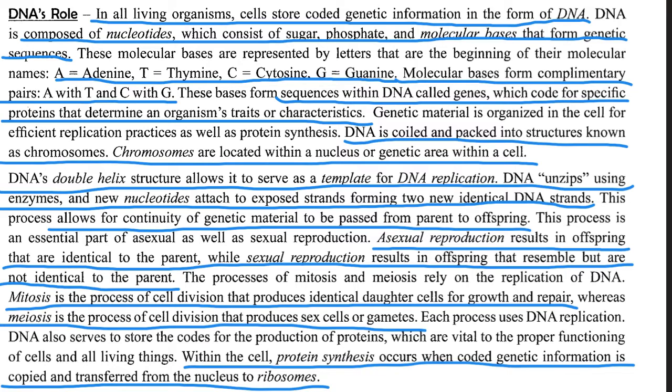Asexual reproduction results in offspring that are identical to the parent, while sexual reproduction results in offspring that resemble but are not identical to the parent. The processes of mitosis and meiosis rely on the replication of DNA. Mitosis is the process of cell division that produces identical daughter cells for growth and repair, whereas meiosis is the process of cell division that produces sex cells or gametes. Each process uses DNA replication.